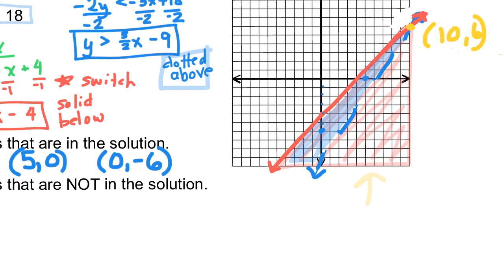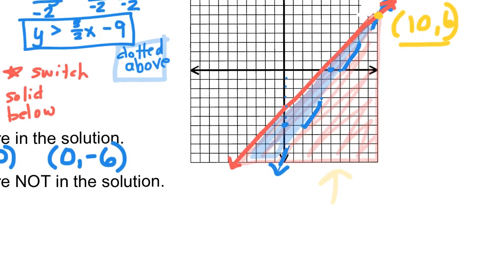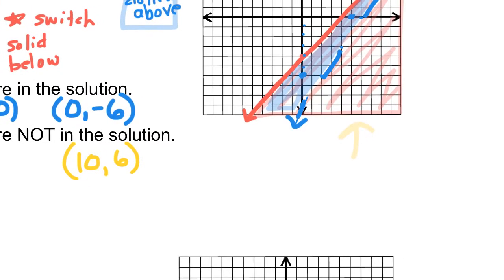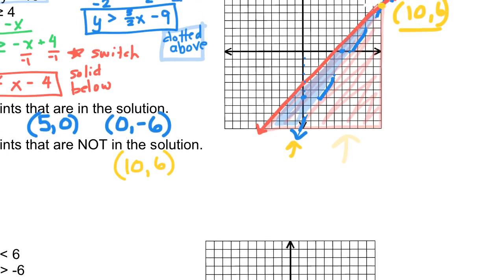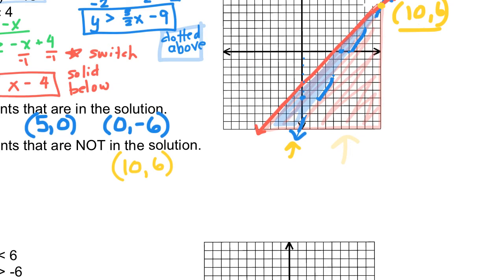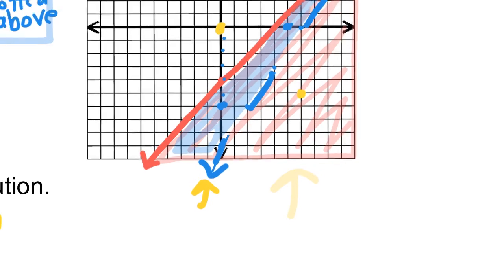Let's talk about that one where they intersect, (10, 6). That one would not be in the solution set. The reason why it's not in the solution set is because this line is dotted. Since that line is dotted, it is not in the solution set. And so to be included in the solution set, it must satisfy both inequalities, not just one. So then anything down here would not be in the solution set. The origin is not in the solution set.